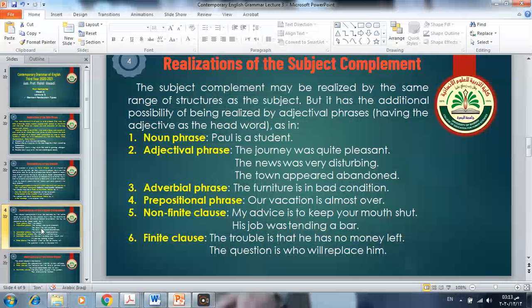Number 6, the subject complement can also be realized as a finite clause. The trouble is that he has no money left. The question is, who will replace him?